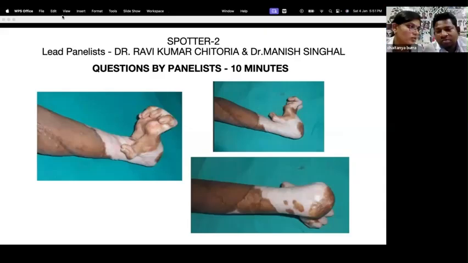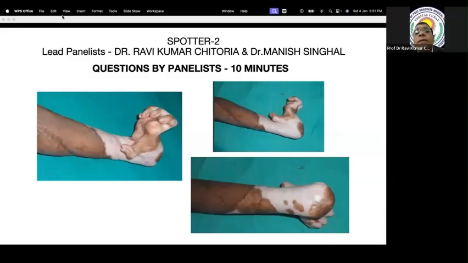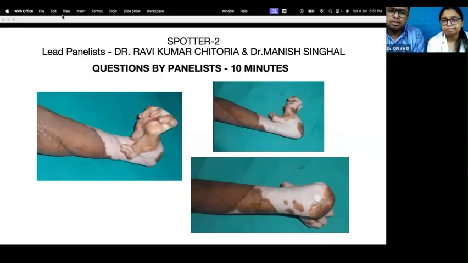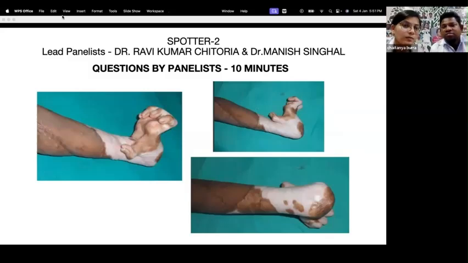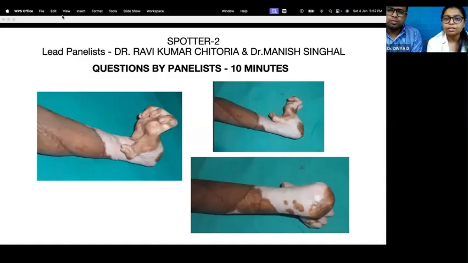The joint deformity. Usually serial splintage is given to maintain the deformity, but you cannot improve the deformity. Please understand, you can only maintain it. So I am asking you how to improve the deformity. Sir, there is a pull and push technique to break the contracture, and we can even use traction.